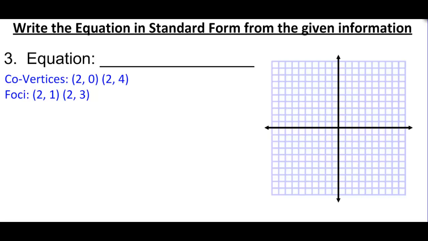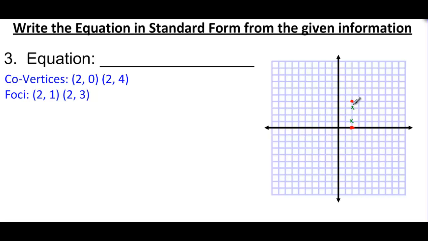But what if I don't give you vertices and covertices? What if I give you, say, covertices and the 2 focal points? So again, I'm going to graph this one just so you can kind of see. So my covertices are at (2, 0) and (2, 4). My focal points are at (2, 1) and (2, 3).